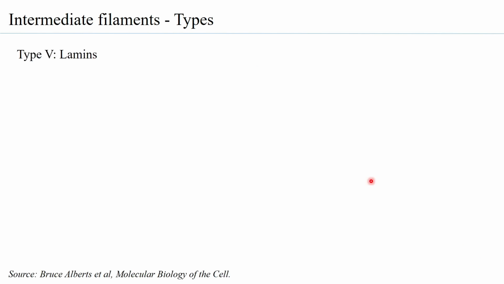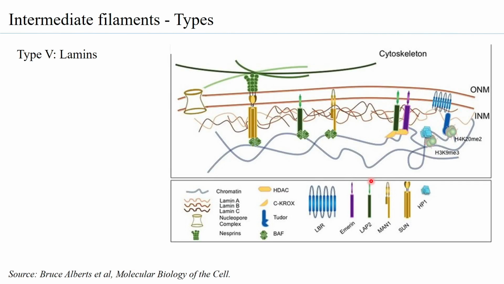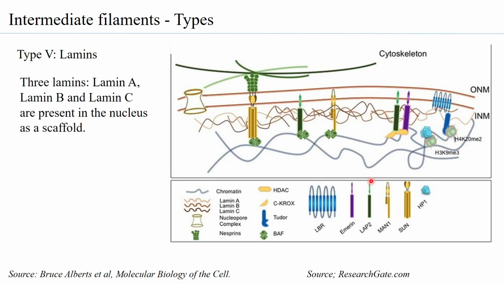The fifth type, which has been studied to a great extent, is lamins. There are actually three types of lamins that are present: lamin A, B, and C. And as you can see, this is the nuclear membrane. Just below the nuclear membrane, you can see the three lamins are associated as a mesh. Again, they form what is called a scaffold. In fact, the word lamins comes from the fact that it is laminating the nuclear membrane from inside.